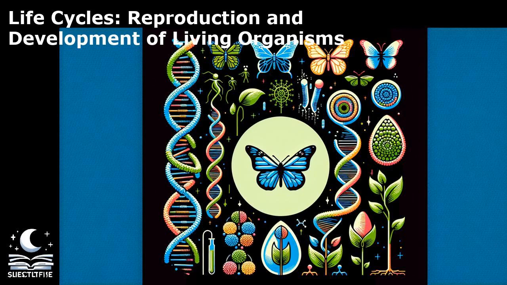During the larval stage, the caterpillar feeds voraciously to store energy for the upcoming metamorphosis. As it grows, the caterpillar molts its exoskeleton several times to accommodate its increasing size. Once the caterpillar reaches a critical size and developmental stage, it enters the pupal stage, where it undergoes a remarkable transformation inside the chrysalis. Within the chrysalis, the caterpillar's body undergoes extensive restructuring, breaking down its tissues and organs and reorganizing them into the adult butterfly's form.